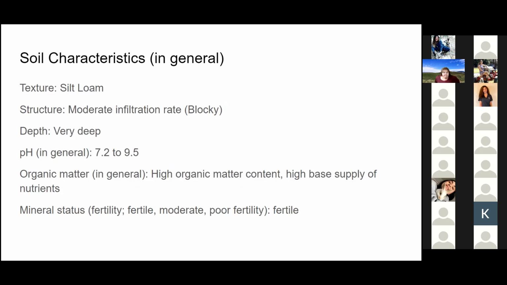For the soil characteristics, we found that the texture was silt loam. And for the structure, had moderate infiltration rate, which we said was blocky. And the depth is very deep. The pH ranges from 7.2 to 9.5. And the organic matter, they have high organic matter content and a high base supply of nutrients. And for the mineral status, we said it was fertile.